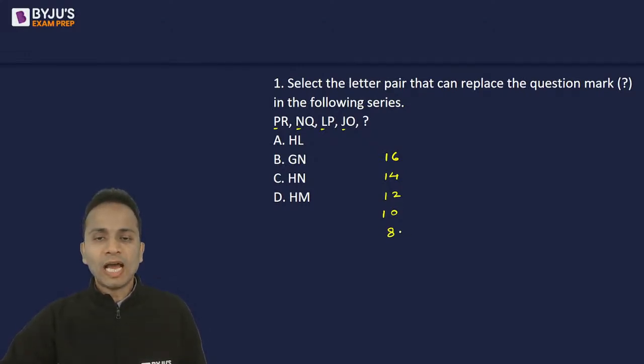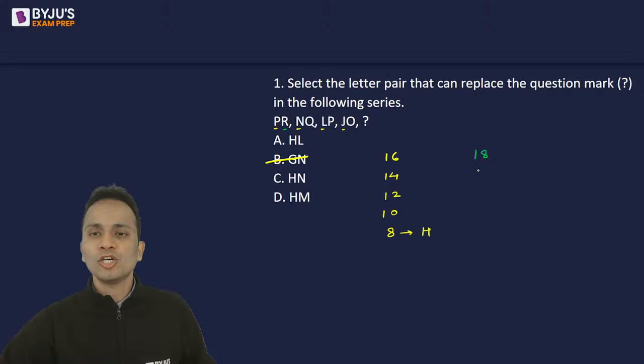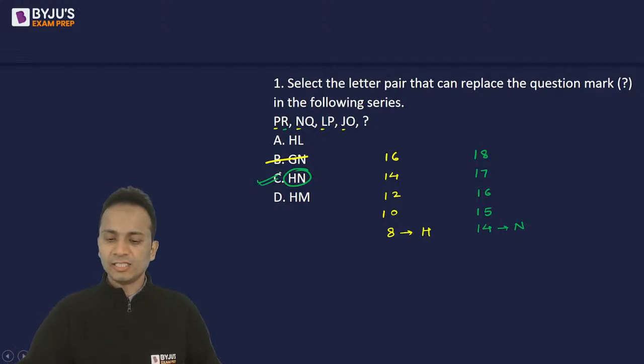Now the alphabet equivalent for 8 is H. So I will have H as the first alphabet in the answer. I can eliminate one of the options on the basis of this. Now let's check the second part. Starting from R: R is 18, Q is 17, P is 16, O is 15. So a simple minus 1. So the next number will be 14, and 14 is equivalent to N. So HN, option C, will be the correct answer to this question.